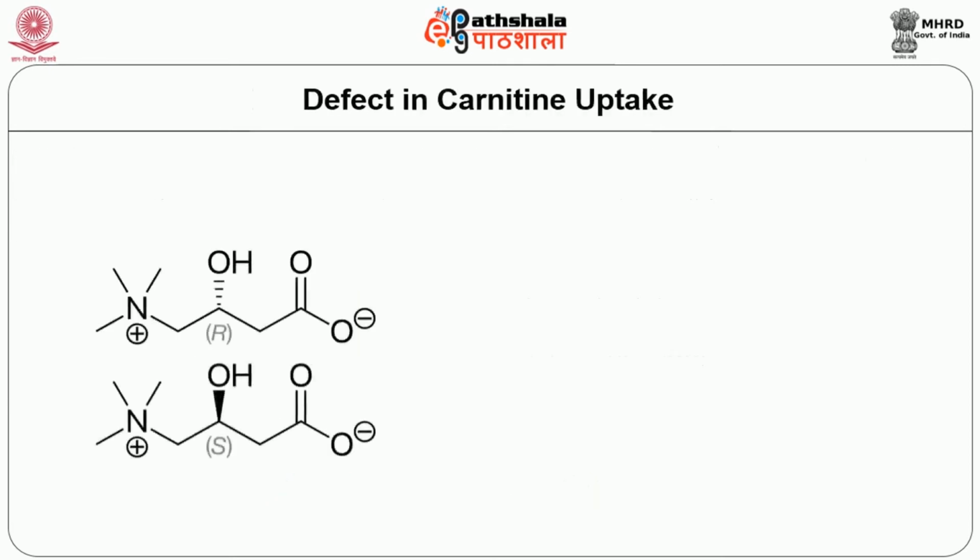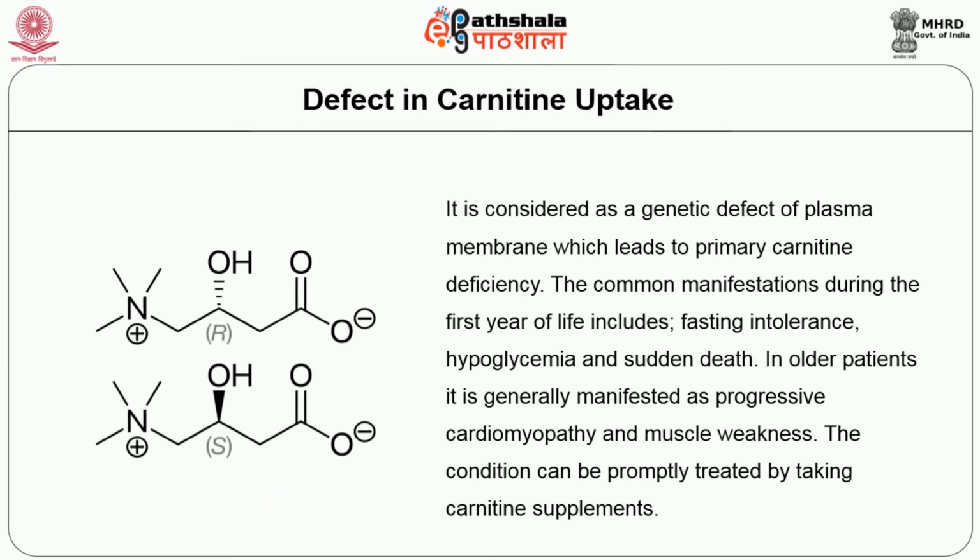First is the defects resulting due to carnitine uptake. It is considered a genetic defect of the plasma membrane which leads to primary carnitine deficiency. The common manifestations during the first year of life include fasting intolerance, hypoglycemia and sudden death. In older patients, it is generally manifested as progressive cardiomyopathy and muscle weakness. The condition can be promptly treated by taking carnitine supplements.